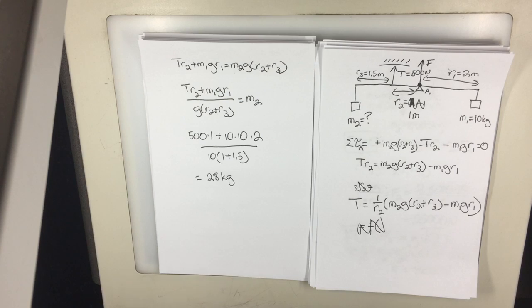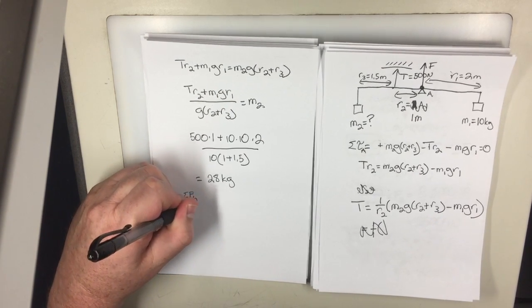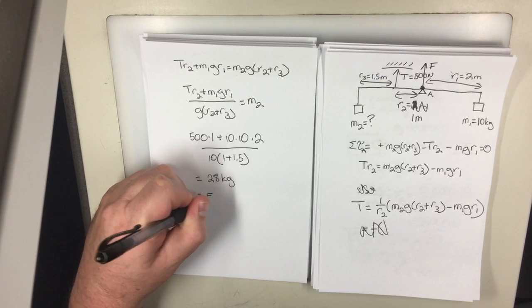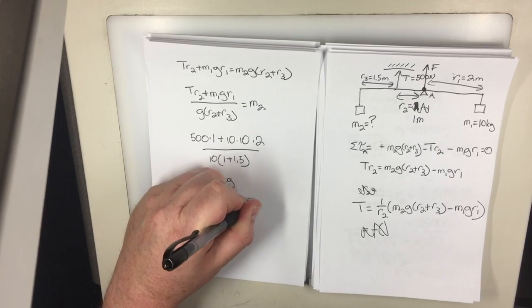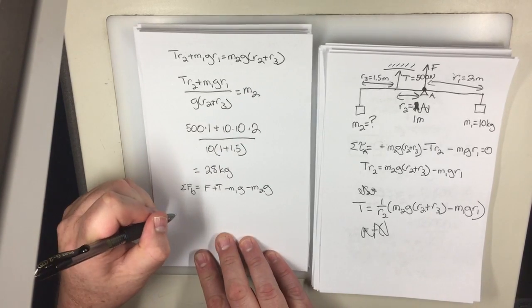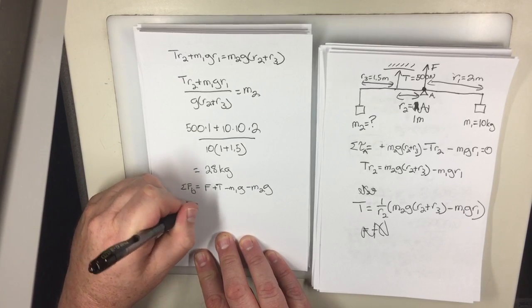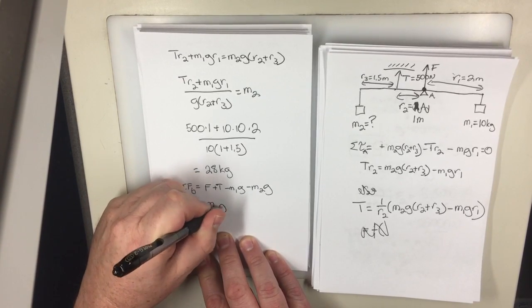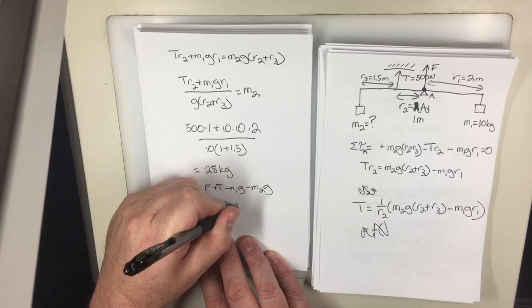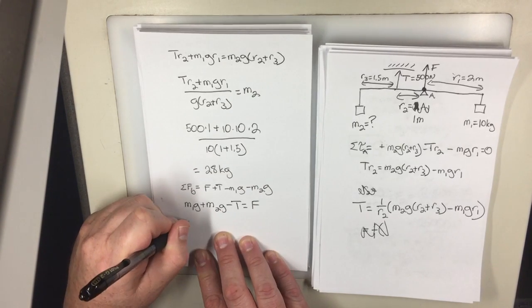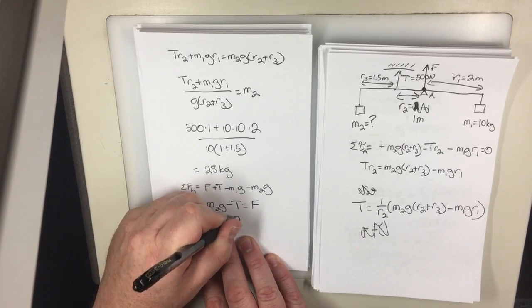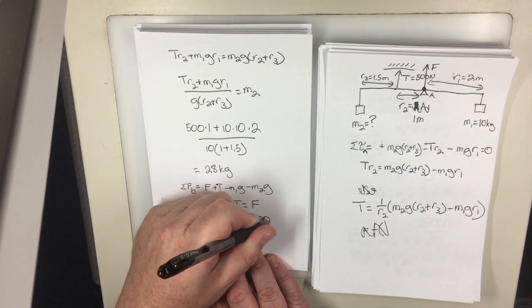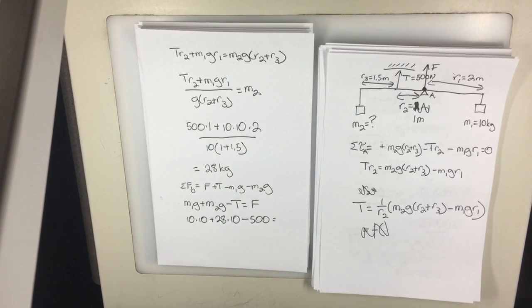And now I can find F because sum of the forces in the vertical is equal to 0. F plus T minus M1G minus M2G. I need to know what F is, so M1G plus M2G minus T is equal to F. 10, 10, 28, 10 minus 500 is equal to, and it's going to be a whoopsie.